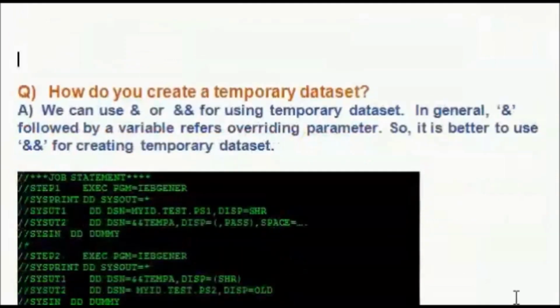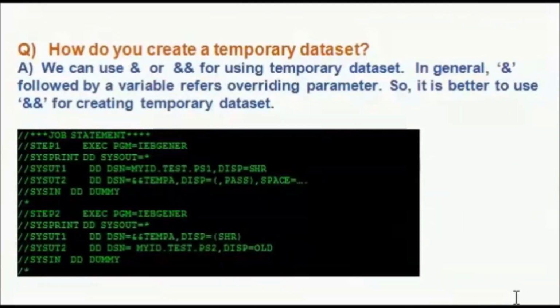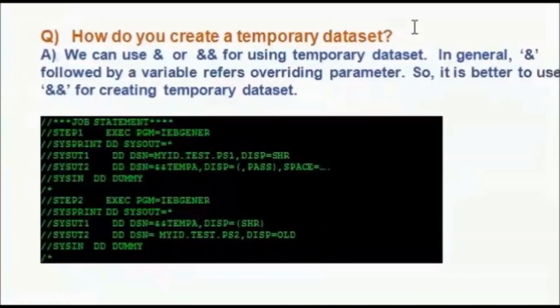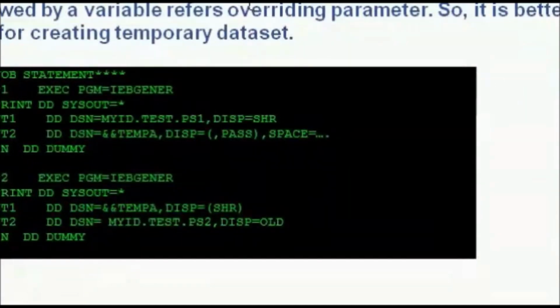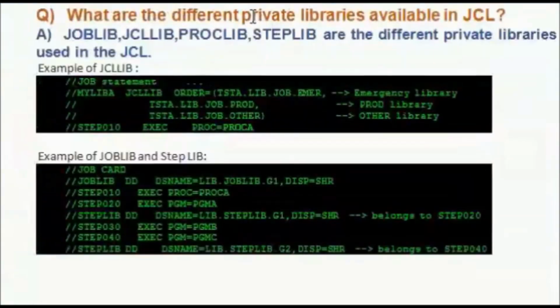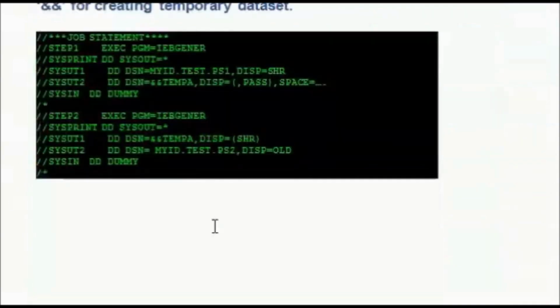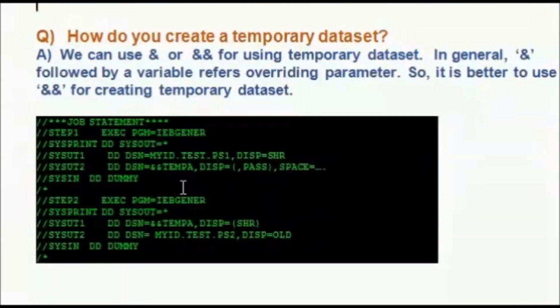Next question, how do you create a temporary dataset? You can use an ampersand or double ampersand for creating a temporary dataset. In general, a single ampersand followed by a variable refers to an override parameter, so it is better to use a double ampersand for creating a temporary dataset. As part of good practice, we always use a double ampersand. We use a temporary dataset to carry the output from one step to another step within the same job. The temporary dataset will not be retained once the job completes.